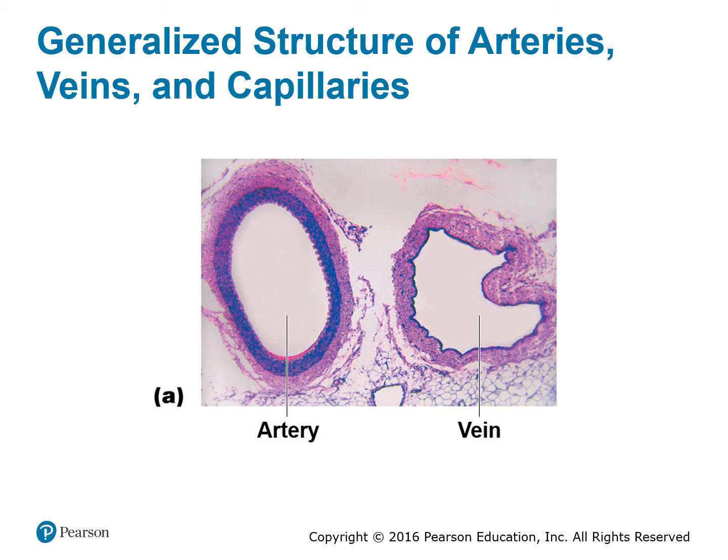We also have what's called venous sinuses, and these are flattened veins with extremely thin walls. They're composed only of endothelium. And a few examples are the coronary sinuses of the heart and the dural sinuses of the brain.